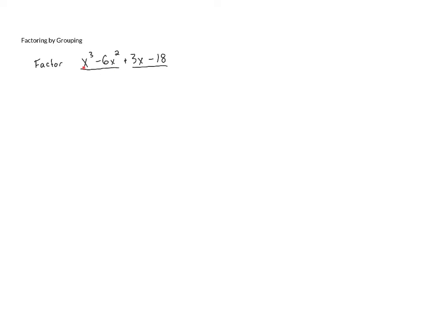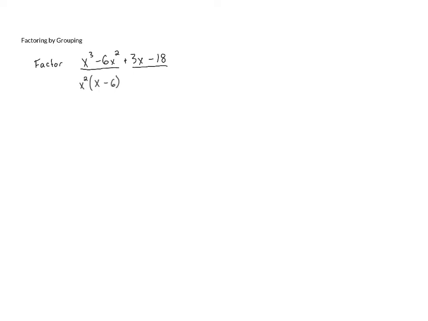Let's take a look at the first group. What do x cubed and negative 6x squared have in common? Well, the GCF here is going to be x squared. That's the largest factor that both of those share. When we pull out the x squared, that leaves us with x in the first term, and then minus 6 in the second term. So when we factor the first group, we get x squared times x minus 6.